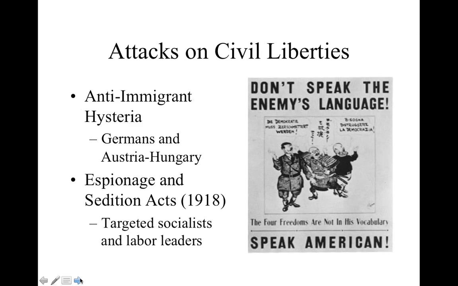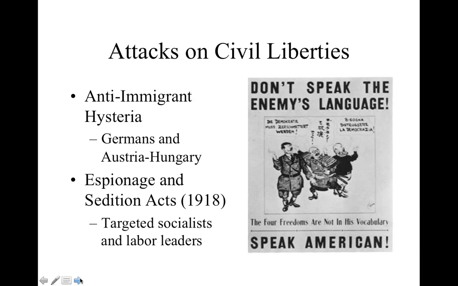We also see restriction on liberties. The restriction in this case, we see the passage of the Espionage and Sedition Act. A person could be fined up to $10,000 and sentenced to 20 years in jail for interfering with the war effort or saying anything disloyal, profane, or abusive against the government.